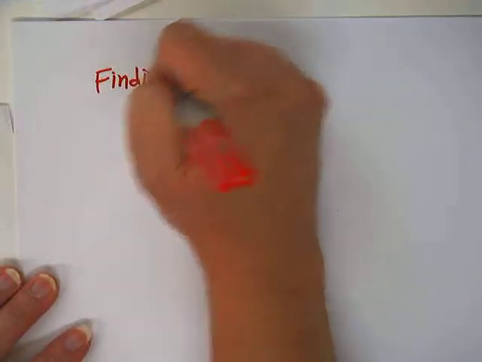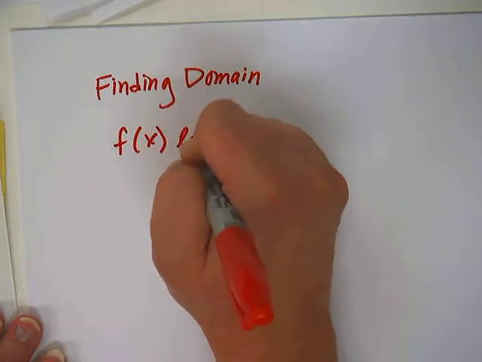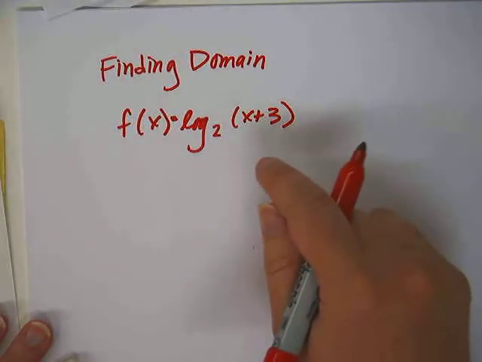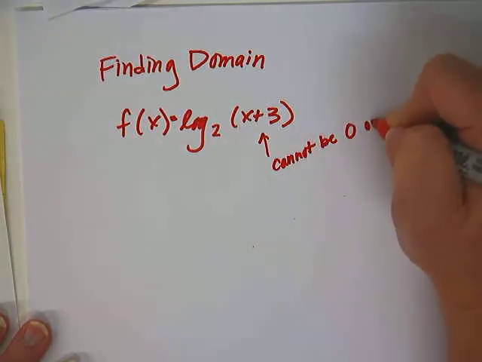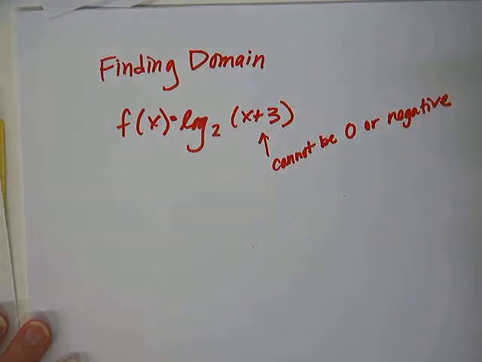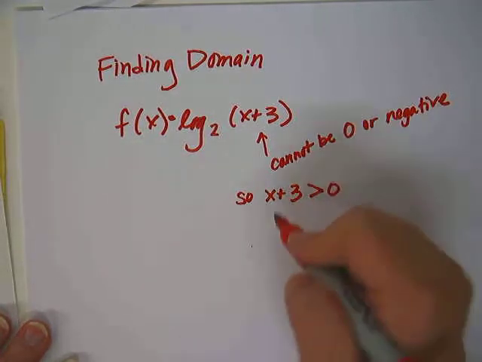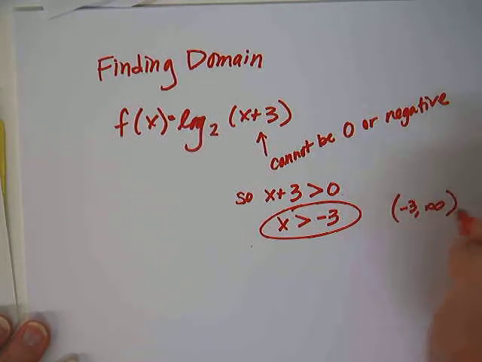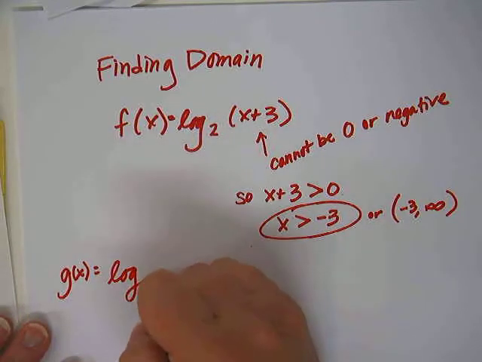Now let's find some domains. Let's say our function is log base 2 of (x plus 3). We want to find the domain. What did we say earlier that we cannot plug into a function? Cannot be 0 or negative. So instead of thinking of what it can't be, what can it be? So x plus 3 must be greater than 0, right? What does that mean that x is going to be? X is greater than negative 3. There's your domain. Or another way to write that is negative 3 to infinity.